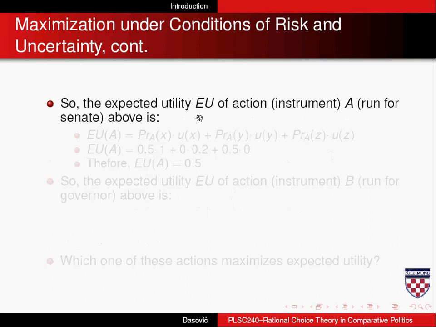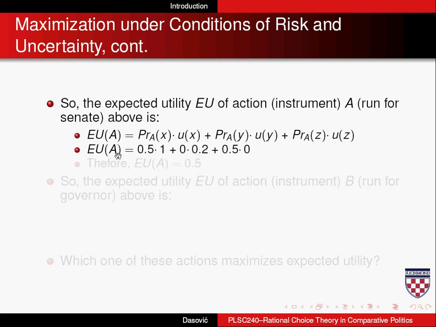So the expected utility of action or instrument A, which is running for the Senate, is the probability that you become the senator, given you run for Senate, times the utility to Weld of actually winning the Senate seat, plus the same for each of the other preferences. If we just do the simple math, we know from before that the probability of winning the Senate seat is 0.5, and the value that winning the Senate gives to Weld is 1. Remember, we talked about that.